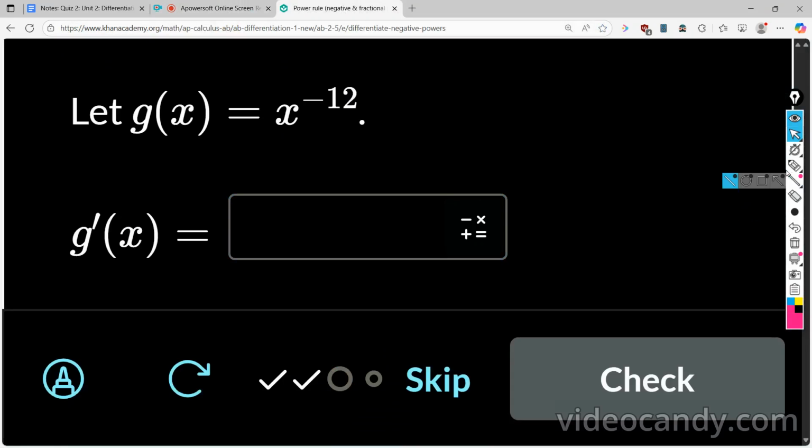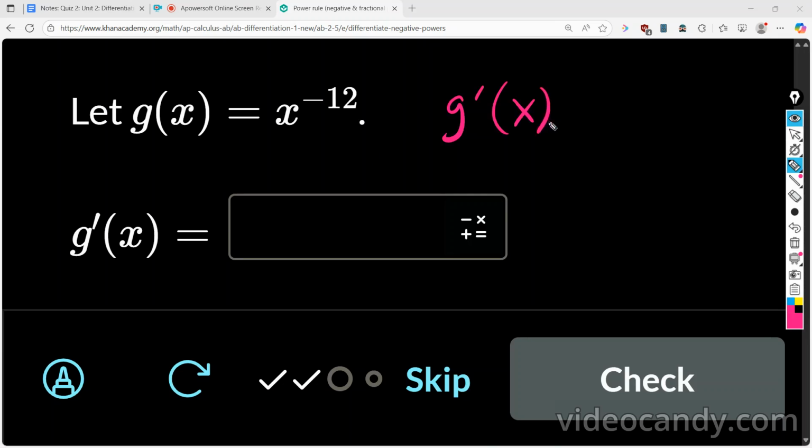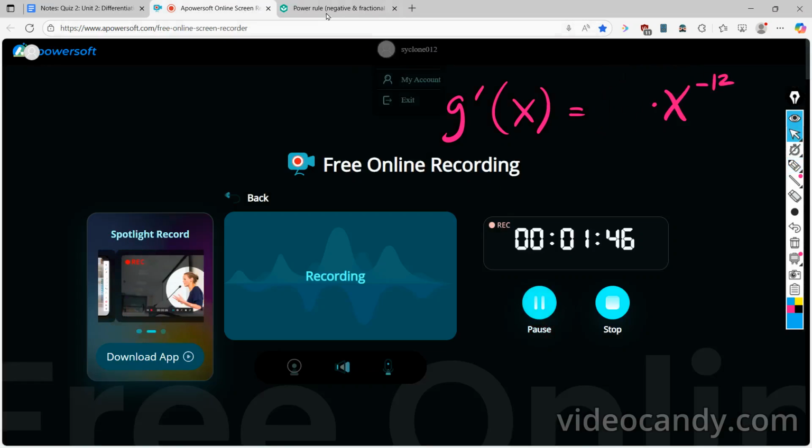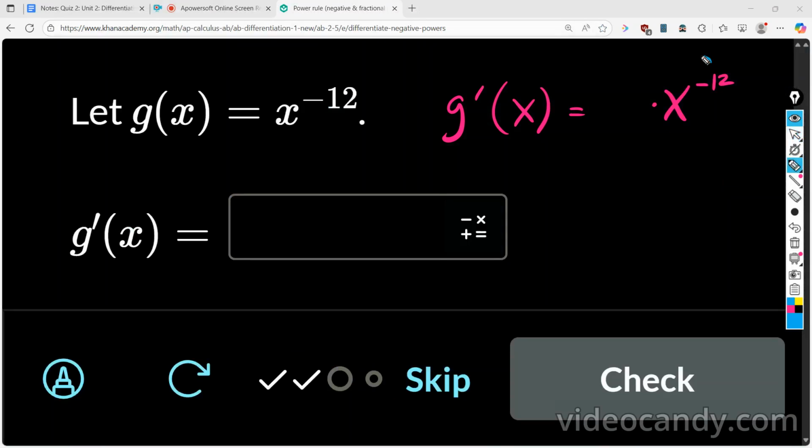So here we have g of x, and they want us to find g prime of x. Pretty simple. We have x to the negative 12. All you have to do is take that exponent on the x and move it out front, so it's going to be negative 12 times x to the negative 12, and you subtract 1 from that exponent.